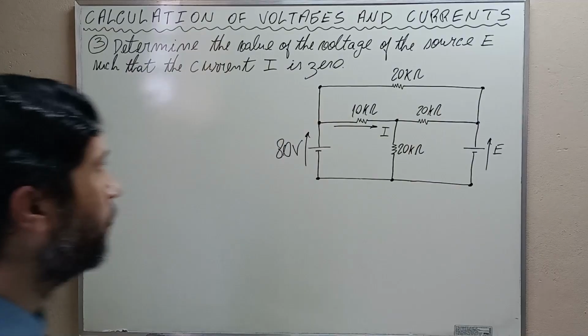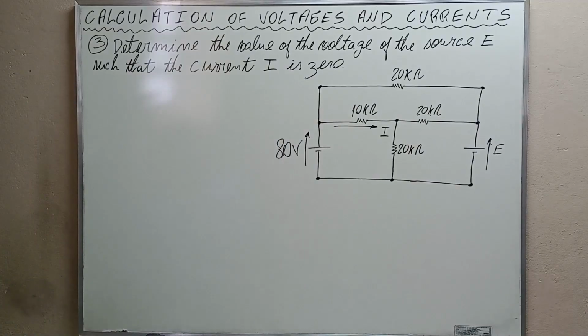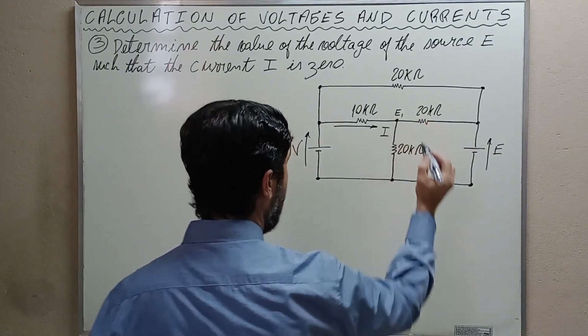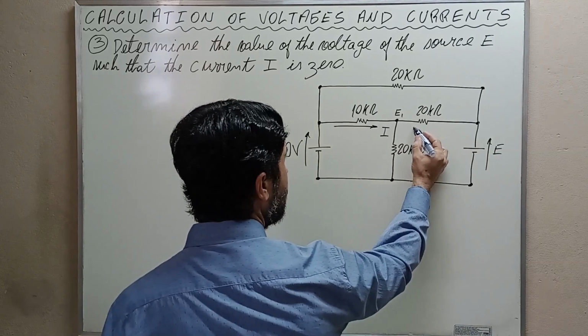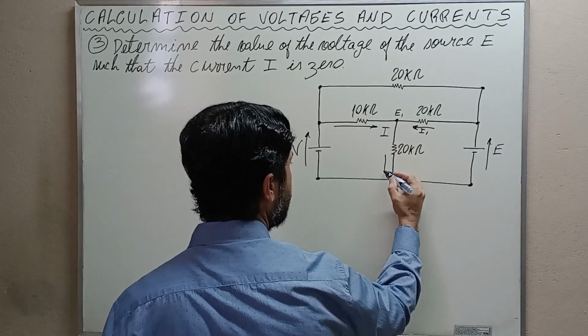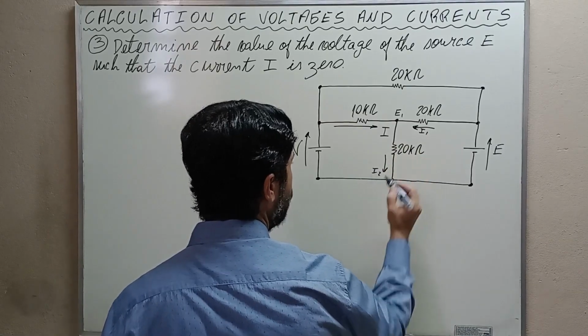Exercise number 3. Determine the value of the voltage of the source E such that the current I is 0. This is the question. Let's go to the solution. Again, we shall use some labels to facilitate the calculation. I'm gonna call this E1. This current here will be I1 and this I2. Alright?